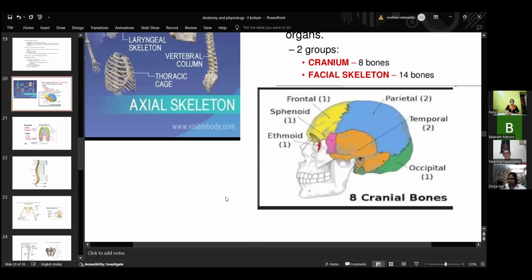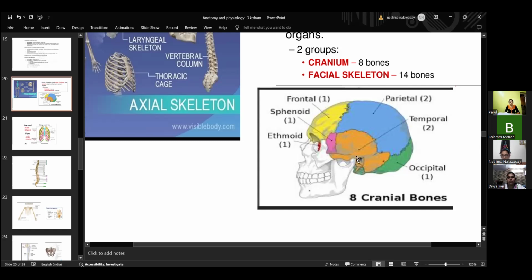So, axial skeleton: first you can see here cranial bones, skull or brain box. It has 8 cranial bones and 14 facial bones. No need to memorize all 14 names of the facial side, but the 8 cranial bones of which the brain box is made up, and in this cranium, the brain is located.